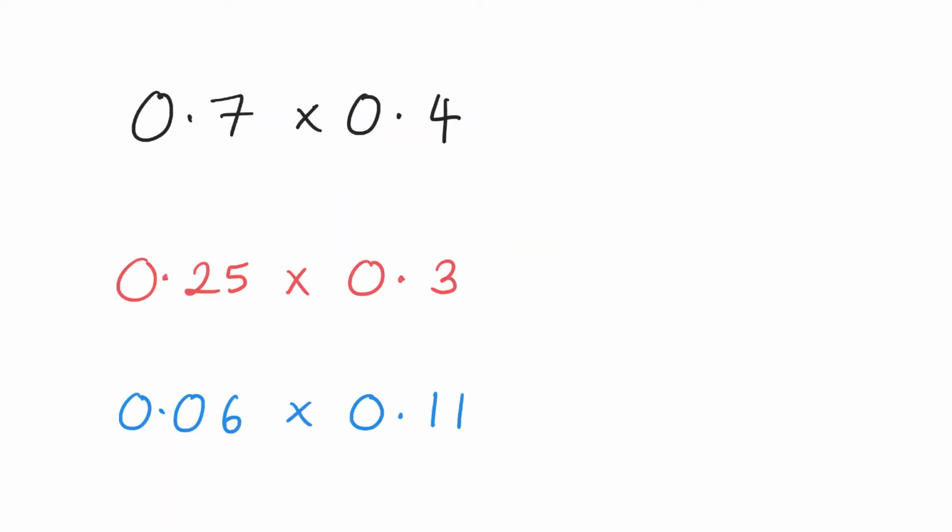In this video, I'm going to show you the quick and easy method of multiplying decimals. It's very, very simple. All you need to do is ignore the decimal points. So here we have 7 times 4. 7 times 4 is 28.